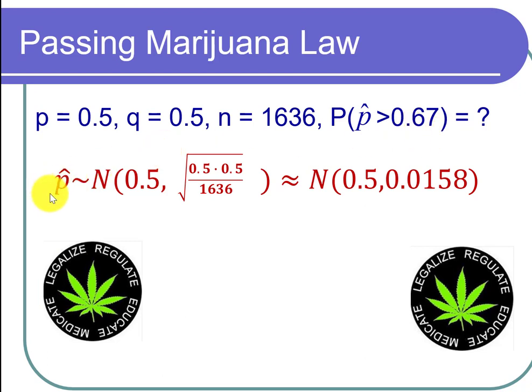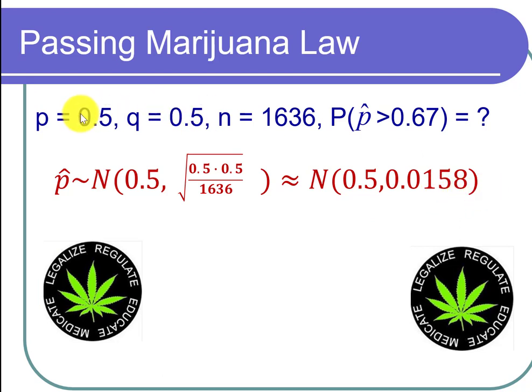All right, well, we can use the central limit theorem. We could say that P hat is approximately normal, and its mean is 0.5. Its standard deviation is the square root of PQ over N, so the square root of 0.5 times 0.5 over 1,636. I popped that in my calculator, and I got that it's approximately normal with mean 0.5, and the standard deviation I got was 0.0158.